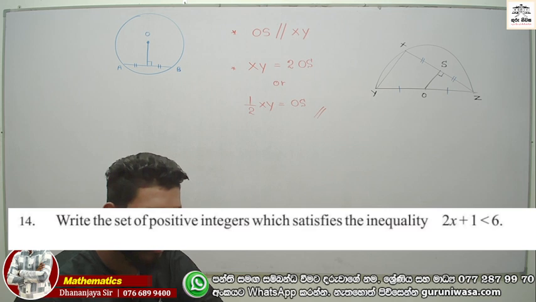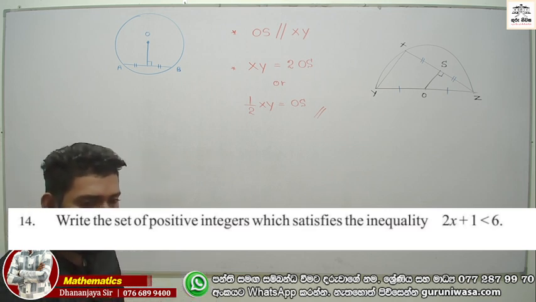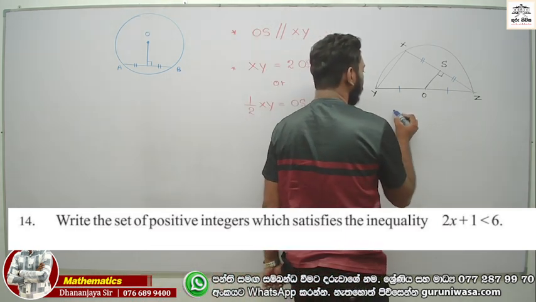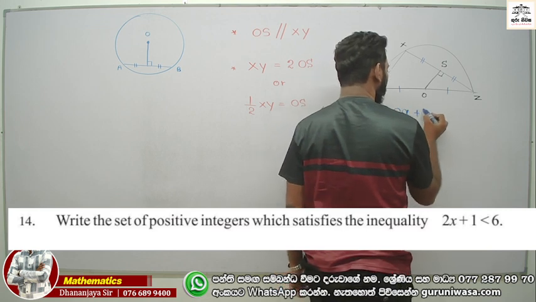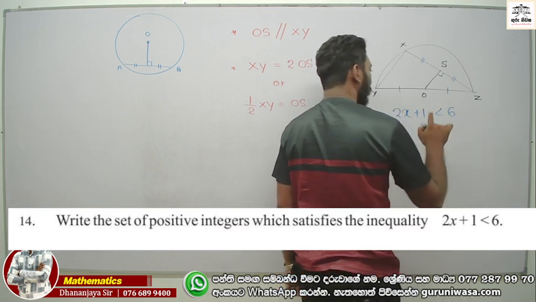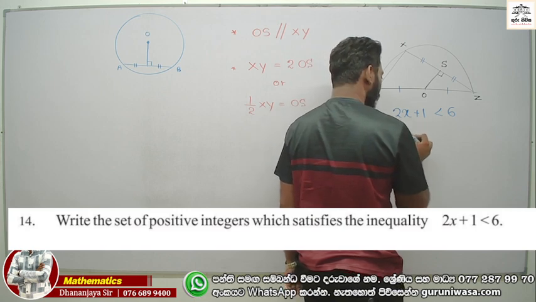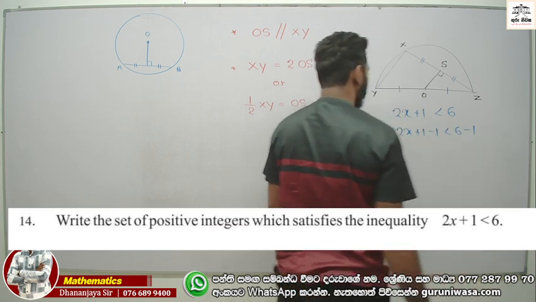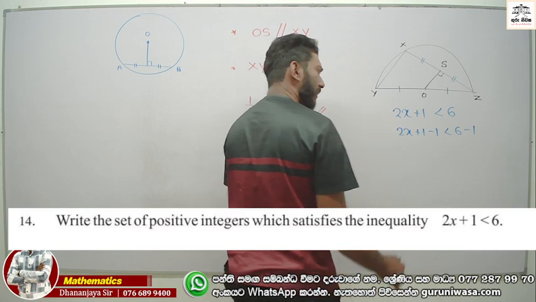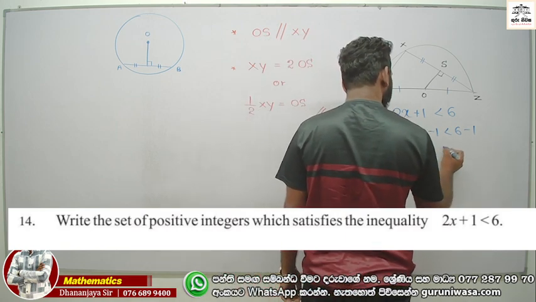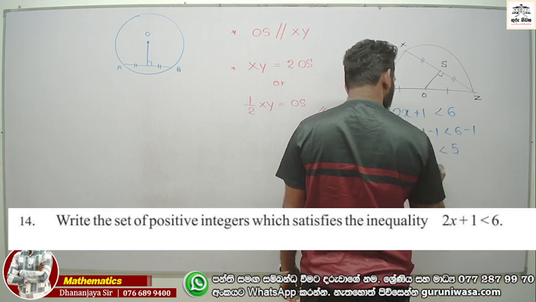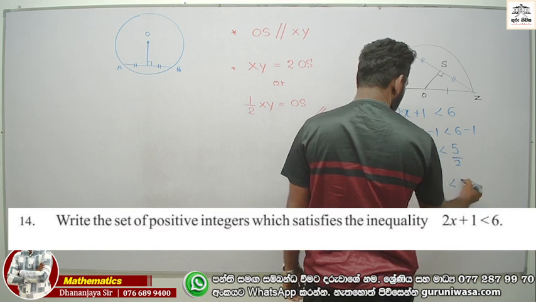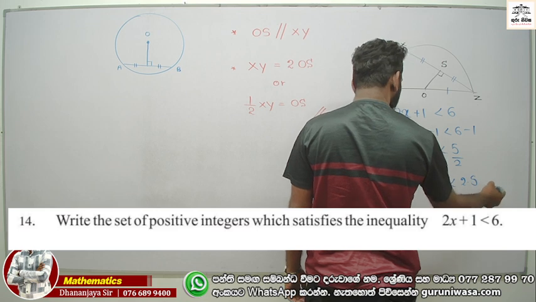Right. Now look at this. 2x plus 1 is less than 6. Now plus 1 goes to the other side, or you can add minus 1 to the left-hand side and right-hand side. Now plus 1 minus 1 eliminate. Now 2x becomes 5. Now both sides are divided by 2. Now x is less than 2.5.